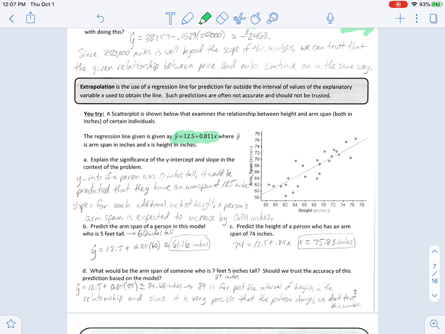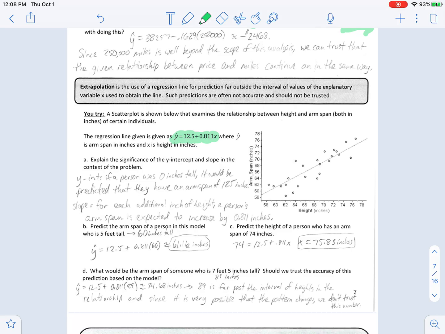Again, y hat, don't forget, is the predicted arm span based on height. Explain the significance of the y-intercept and slope. The y-intercept is that 12.5 value. Remember, that is if x is 0, in this case, if a person is 0 inches tall. Try to think about that.